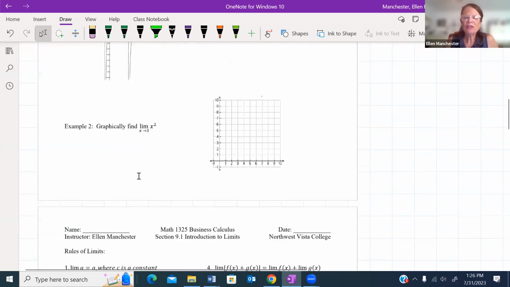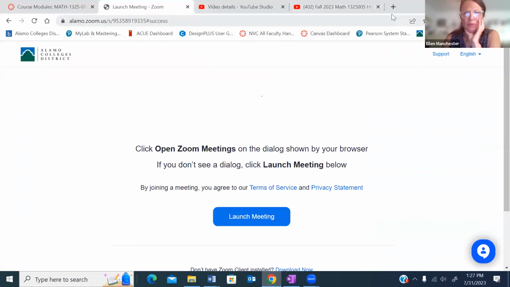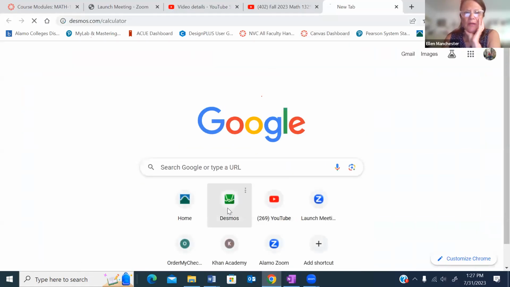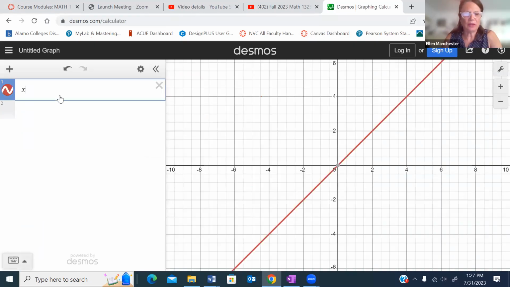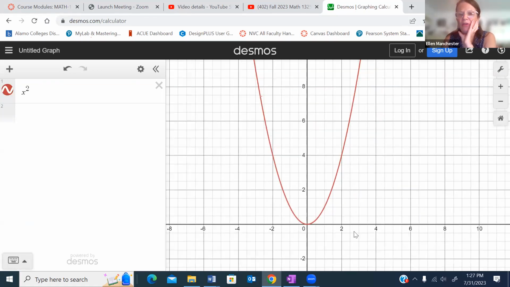So let's get to this example too. I think this will make much more sense. When we're graphing, let me get back to Desmos. If I graph x squared, this is our function that I'm going to graph. You can see at x is 0, 0 squared is 0. At x is 1, 1 squared is 1.